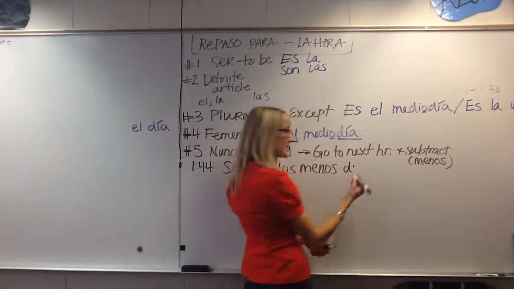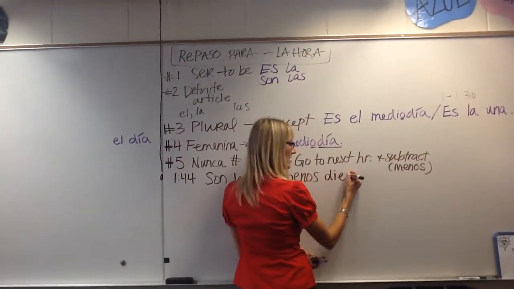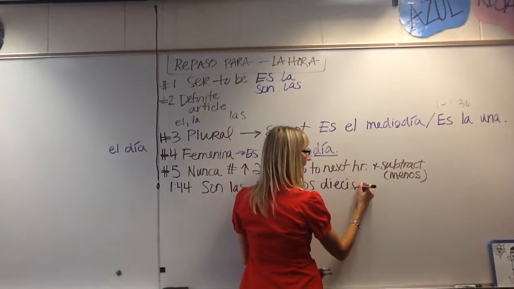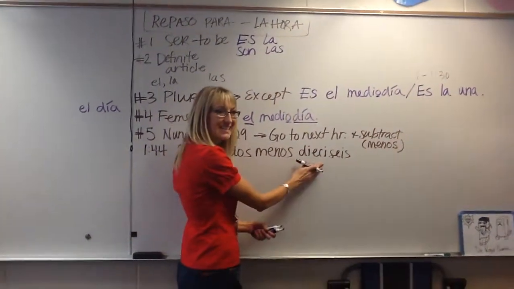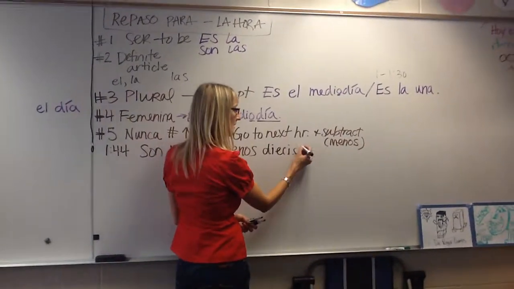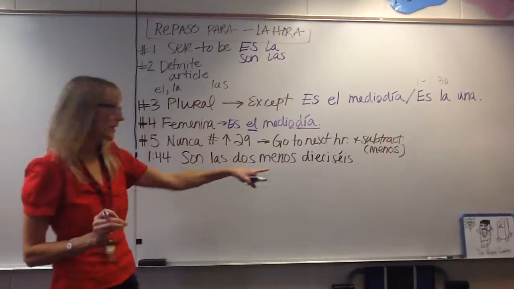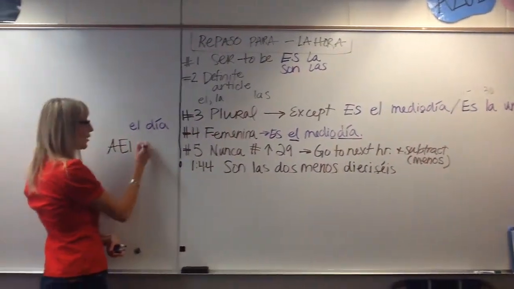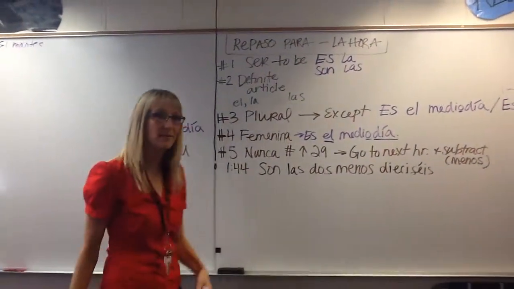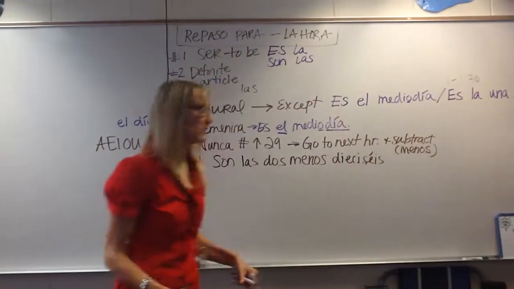Okay, repite todos. D, E, C, Se. Repite. 10. 6. Acento sobre la E. Repite. A, E, I, O, U. El burro sabe más que tú. El burro sabe más que tú.